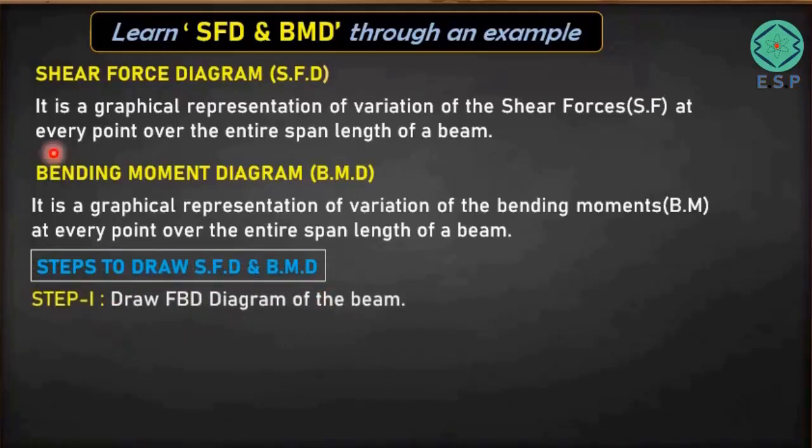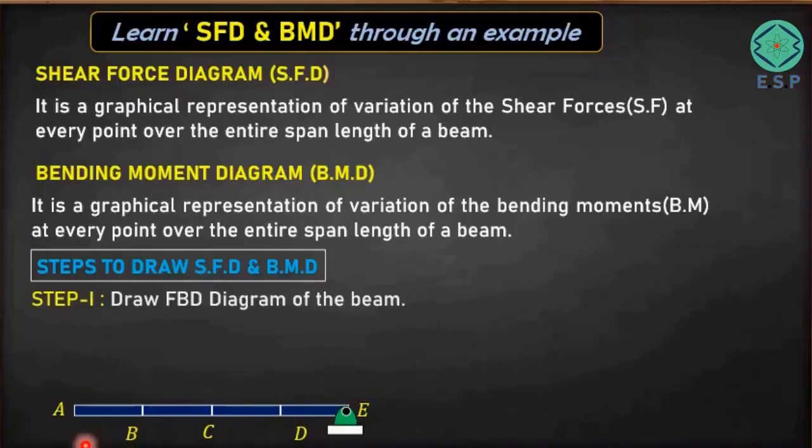The first step before drawing any shear force and bending moment diagram is to draw the free body diagram of the beam. So let's take one example of a beam. We have a beam AE, with points B, C, D in between. The beam has a hinge support at point E and a roller support at point A. There are loads acting at point B, 150 kilonewton at point C, and 100 kilonewton at point D, and the distances AB, BC, CD and DE are taken as 1 meter each. So I have taken a simple example.